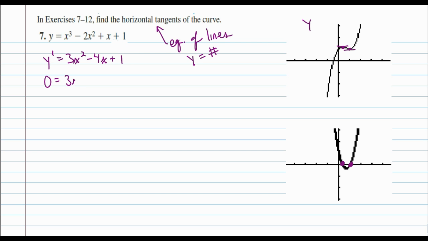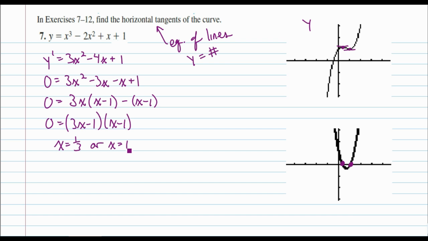So I'm going to set the derivative equal to 0 and split up my middle term into the two numbers that add up to negative 4 but multiply to be positive 3. And then I'm going to factor. So I get that the x values where those horizontal tangents are located are 1/3 and 1. Now be careful, these x equals 1/3 and x equals 1 would be vertical lines if you called this your answer. That's not true. We're trying to find the horizontal tangents.